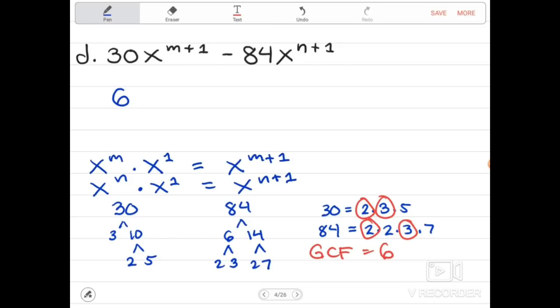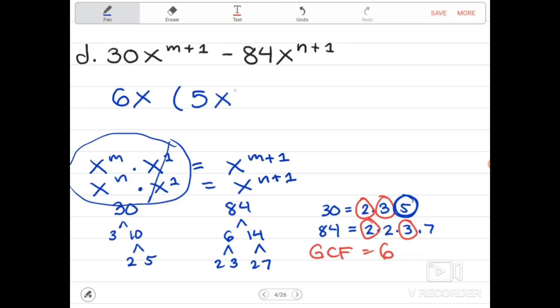How about dito sa variable natin? Ano ang pareho sa kanila? Okay, tama. X. Yun yung pareho sa kanila. So, parang pinaghiwalay lang natin sila, no? So, anong matitira? For 30, ang matitira is 5. Then for x raised to m plus 1, anong natira doon? Ito yung common natin. So, ang natira is x raised to m. Minus, how about for 84? Ang natira is 14. Then, x raised to n. Okay?